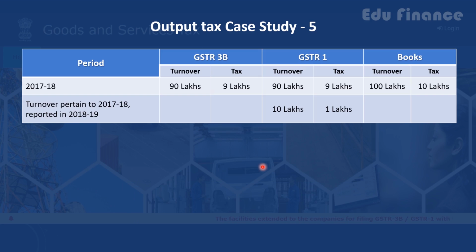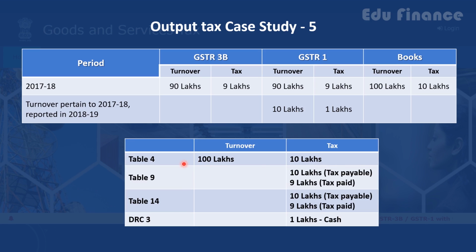Case study 5. Here, in books of accounts, turnover of rupees 100 lakh and output tax of rupees 10 lakh is reported in 17-18. In GSTR 1, turnover of rupees 90 lakh and output tax of rupees 9 lakh is reported in 17-18, and the balance 10 lakh is reported in 18-19 by way of amendment. In GSTR 3B, only 90 lakh is reported as turnover and the balance 10 lakh is not reported anywhere. Output tax of rupees 1 lakh is not yet paid.